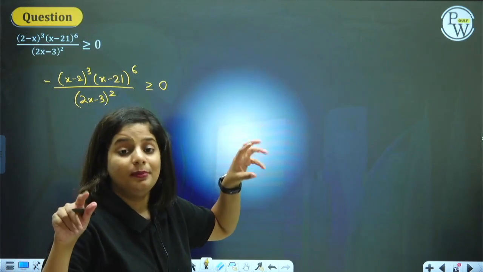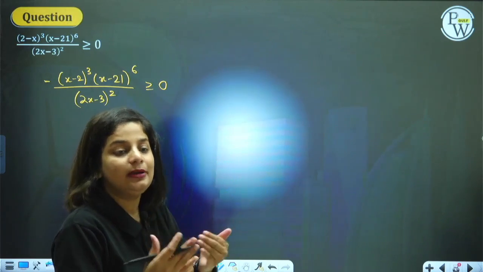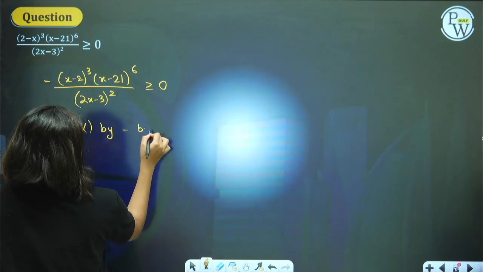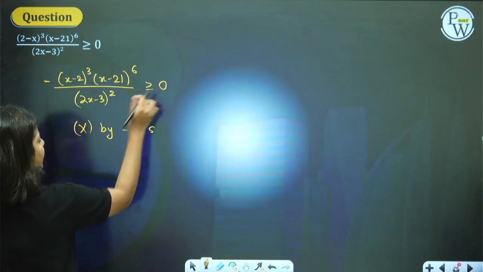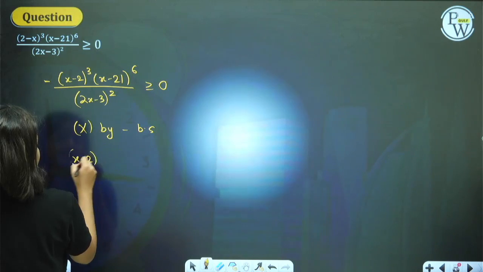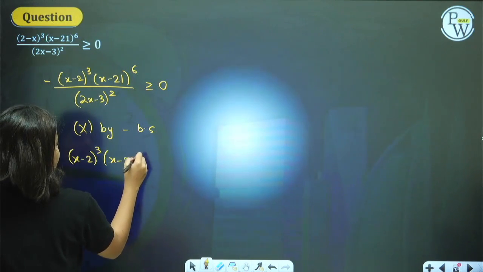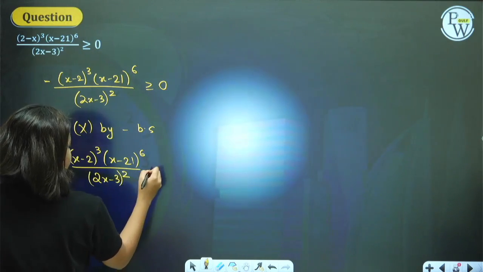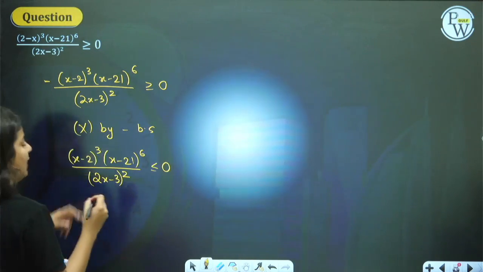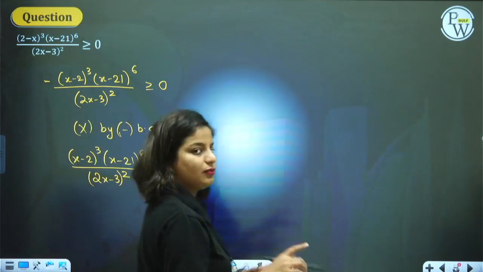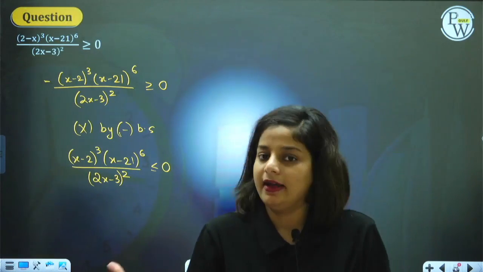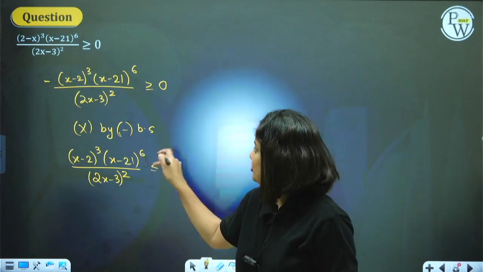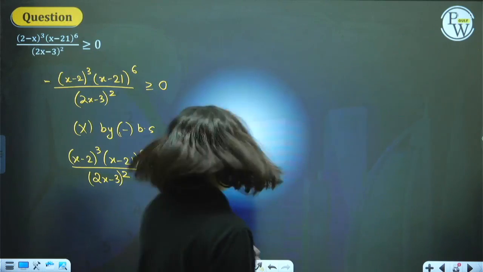Guys, what to do with this minus sign? For those who remember, in inequality, when you multiply with minus sign on both the sides, this greater than equal to will turn into less than equal to. The greater than equal to sign will change into less than equal to sign. Agreed? When you multiply by a minus sign, or when you divide by a minus sign, this is the rule of inequality. Multiplying and dividing with minus changes the inequality. Now this is ready to go.